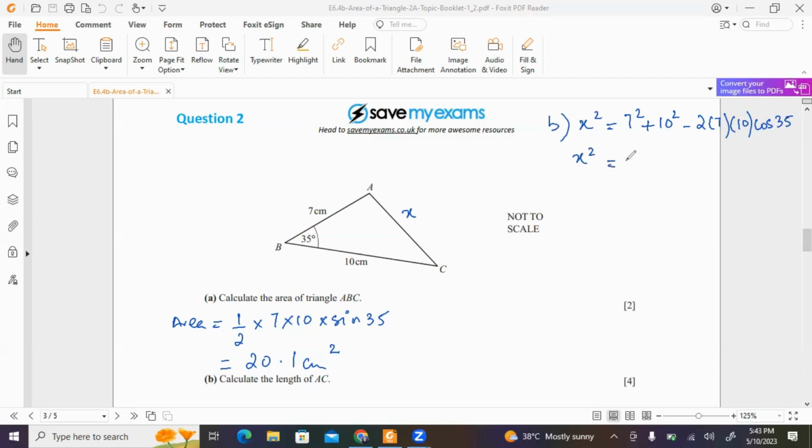So going back to this question, we're going to do 49 plus 100 minus 140 times cos of 35, which gives us 34.3. And square root both sides, we get 5.9 centimeters, which is your value of AC.